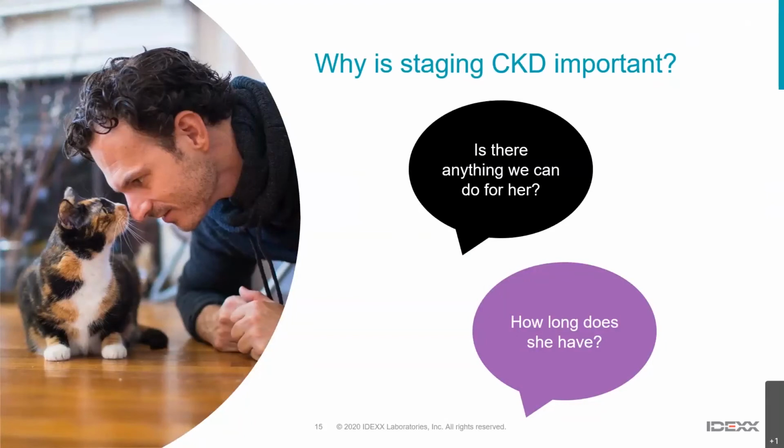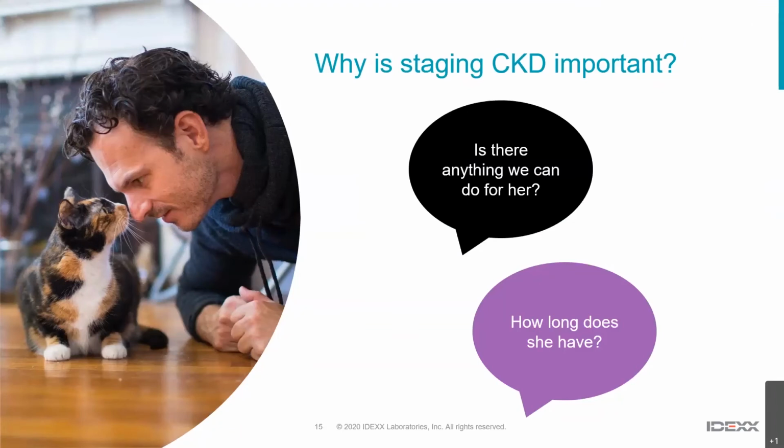Pet owners will often ask us, is there anything we can do for her? How long does she have? If we are not staging each patient, it is going to be challenging for us to provide the best advice to pet owners. By assisting pet owners to make more informed decisions regarding their pet, we have a greater likelihood of client compliance and thus a greater likelihood of achieving better outcomes for our patients.